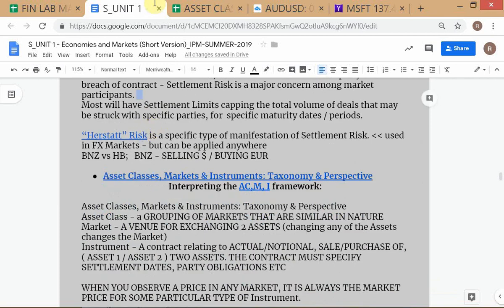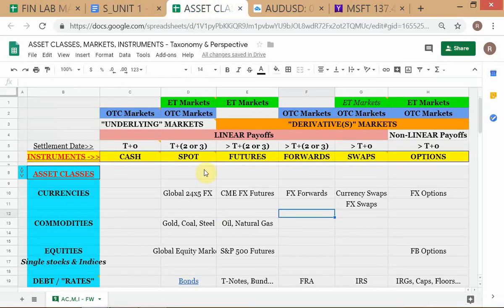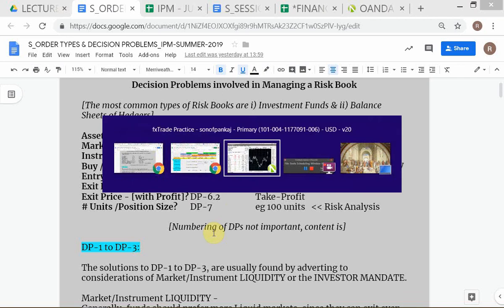Now we are almost ready to go into why we had to have this discussion about the asset classes, markets and this framework. Because when we go to decision problems, the first three decision problems relate to asset class, market and instruments. And your fourth decision problem, buy or sell, is where valuation comes in. So we will discuss valuation. Please don't get scared. Those who are deciding to leave finance because of the fear of project finance and valuation, please hold off for one more day. Our next class is not till next week. So anyway, don't get scared.